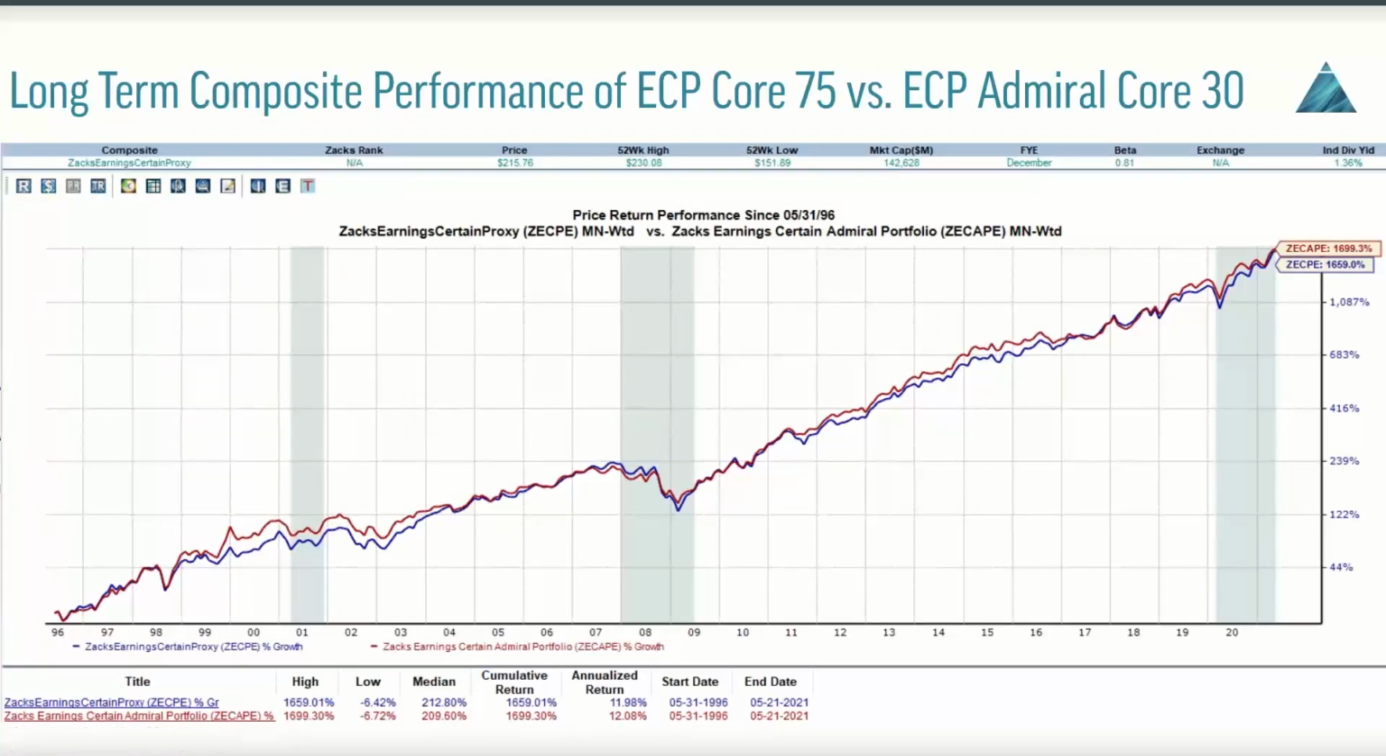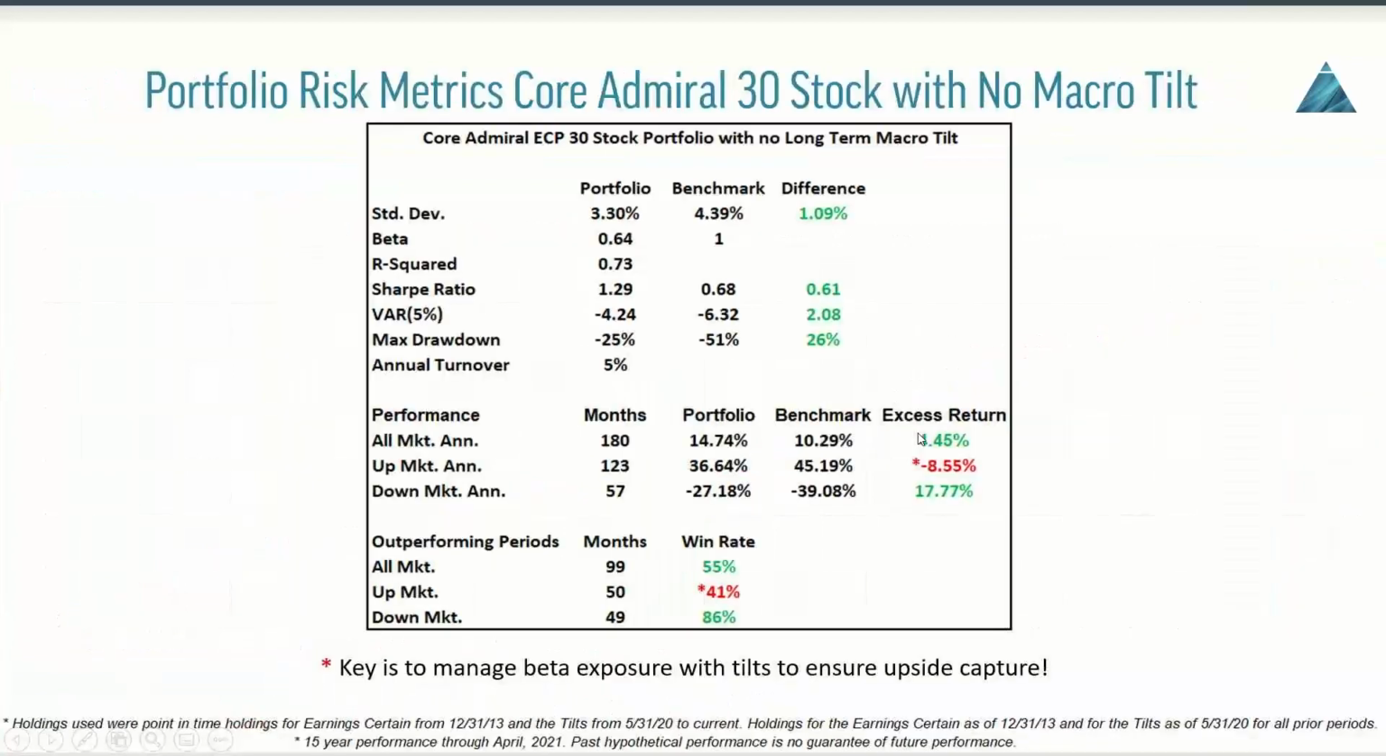So again, when we look at composite performance, when we overlay the current members of the earnings certain Admiral portfolio with the current members of the earnings certain 75 stock portfolio, you can see that over time, with those similar growth rates, you would expect to have similar price response. Okay, and you do. So shifting our gears a little bit now to more actual performance instead of composite performance. This is where we actually take the trades and we basically simulate the real portfolio risk metrics and try to gauge the returns as much as we can.